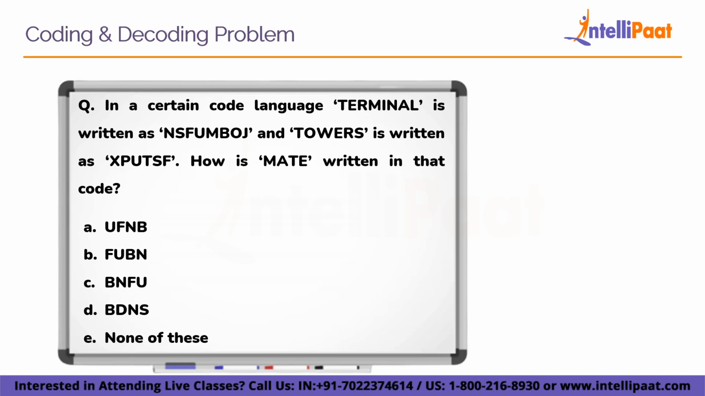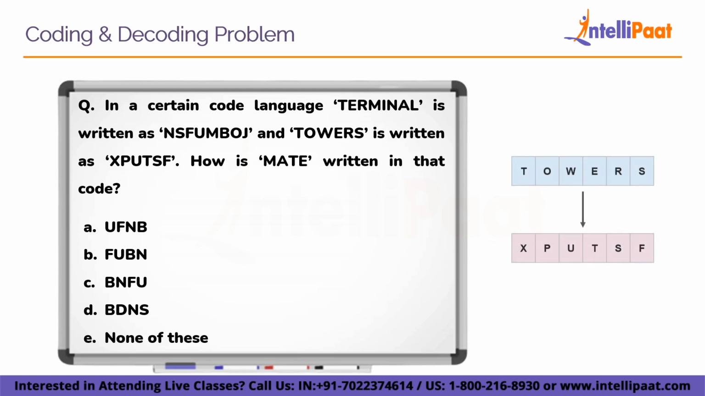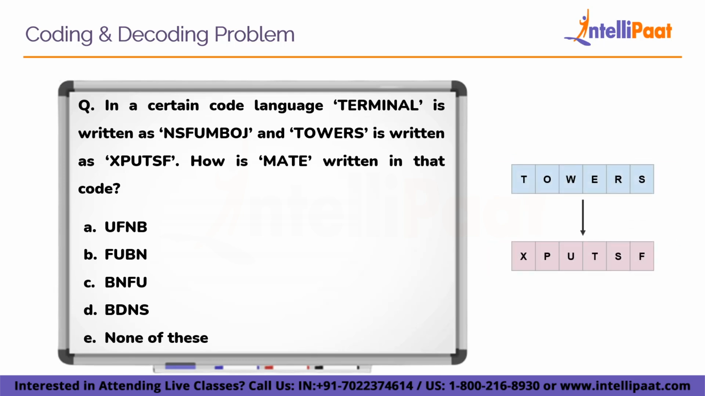So we are going to approach this question similarly to how we approached the previous one. So first of all, we see what is given in this question. So we have given that terminal is coded in some alphabetical code, that is NSFUMBOJ, and towers is also coded in an alphabetical code, that is XPUTSF, right? So these are the two values that we have been given in this question.